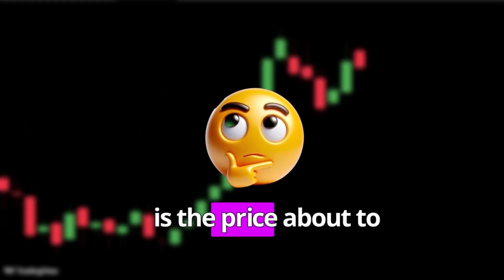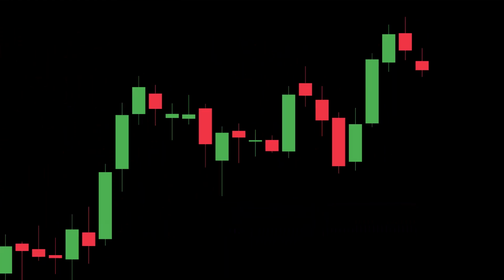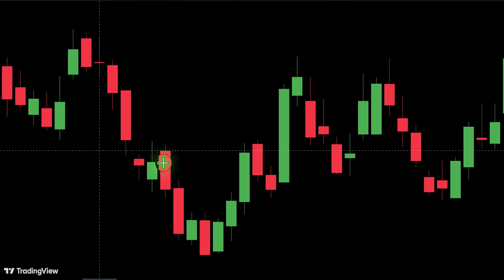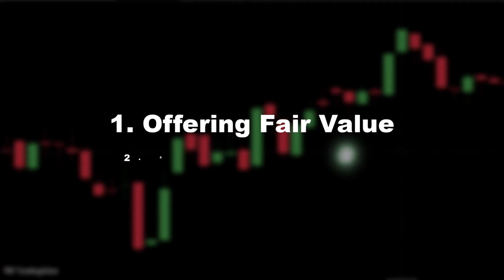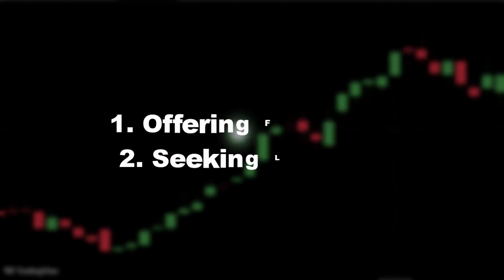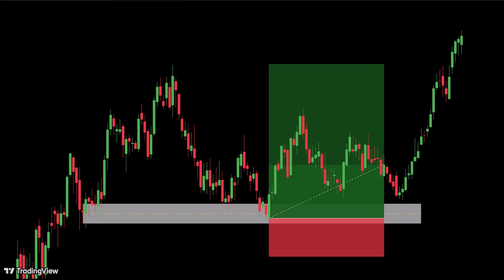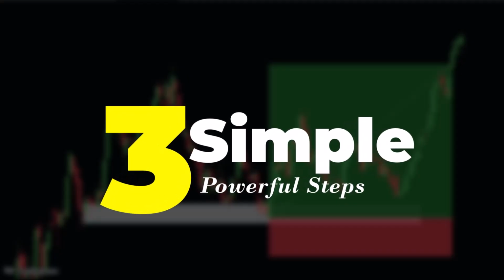Have you ever stared at your chart and wondered, is the price about to reverse or is it just setting a trap? Here's the secret. The market is always doing one of two things. It's either offering fair value or it's seeking liquidity. And once you know which one it's doing right now, you can position yourself like the smart money does. Now let's break it down into 3 simple but powerful steps.